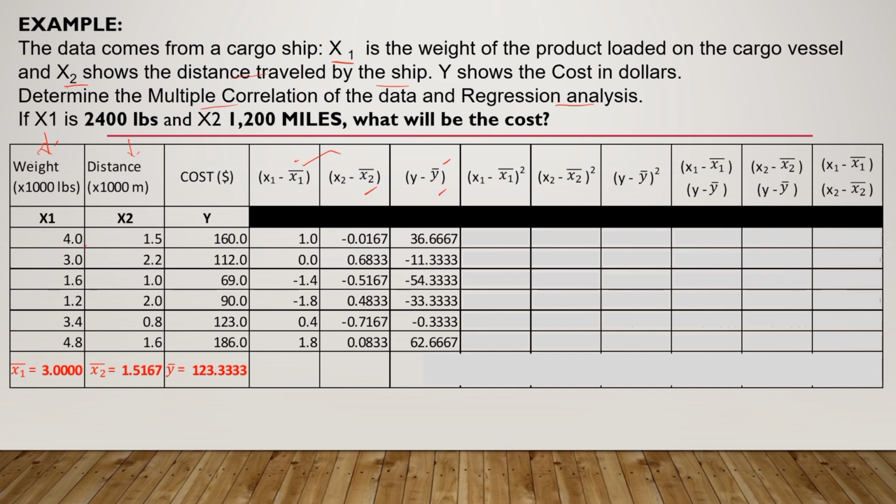Then for this one, the square of x sub 1 minus x sub 1 bar. So let's just square this column. So 1 squared is 1, then 0. So this is the square of these values. Then the square of x sub 2 minus x sub 2 bar. So we will consider this column, then square them. We'll have this one. So 0.6833 squared, 0.4669.